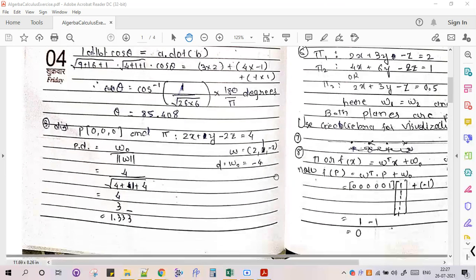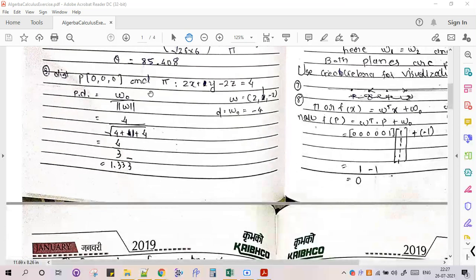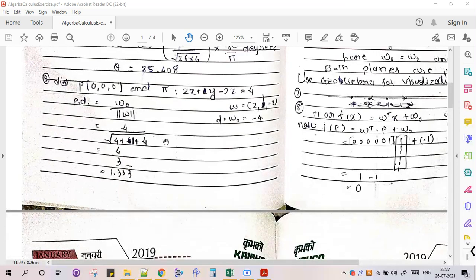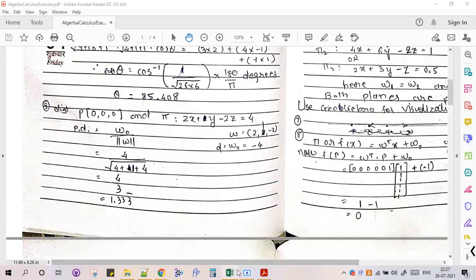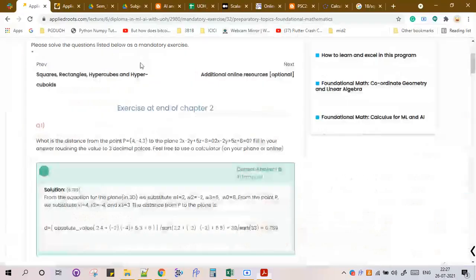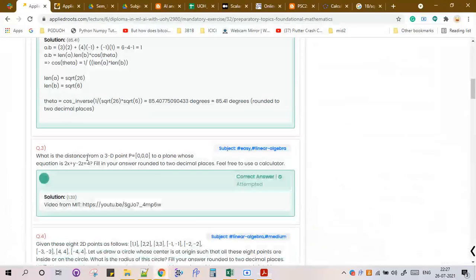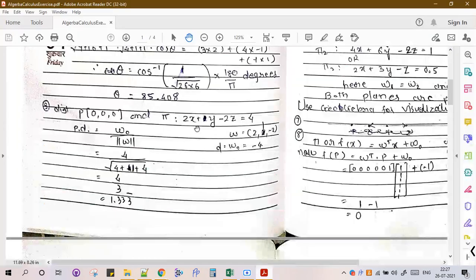Okay. Next question, distance of p and pi. And p is nothing but 0, 0, 0. So what was the question actually? What is the distance from a 3D point p? So this is nothing but the origin to a plane whose equation is 2x plus y minus 2z equal to 4. Right, so how can we calculate this?